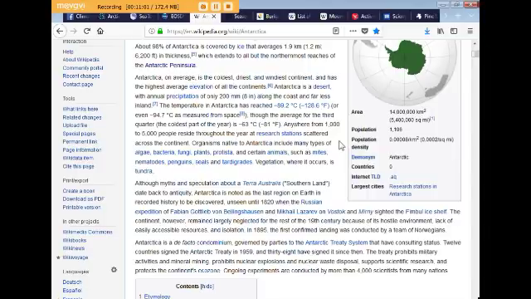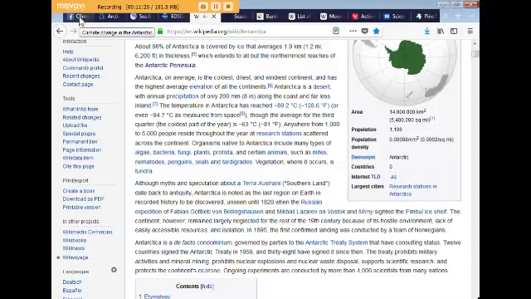Antarctica on average is the coldest, driest, and windiest continent and has the highest average elevation of all the continents. Antarctica is a desert with annual precipitation of only 200 millimeters or 8 inches along the coast and far less inland.